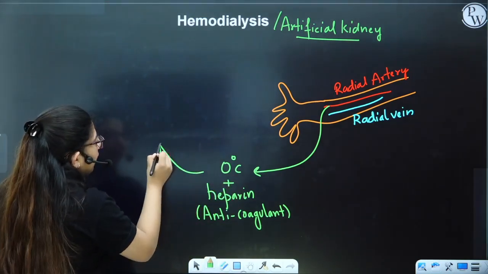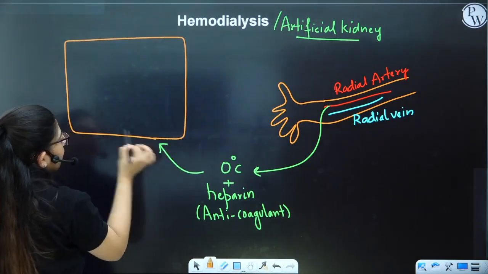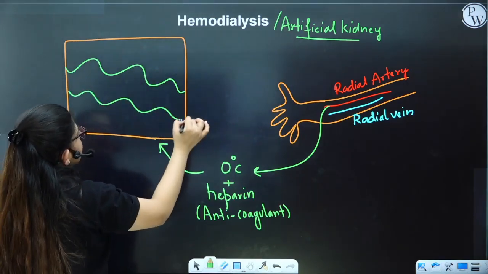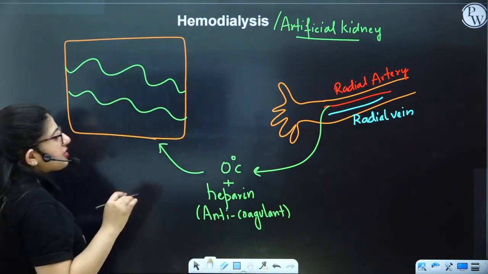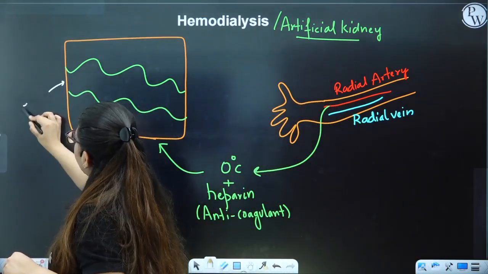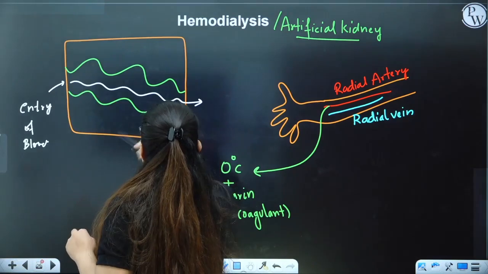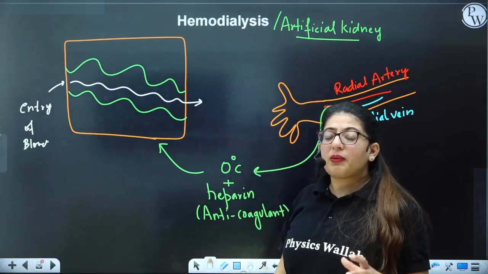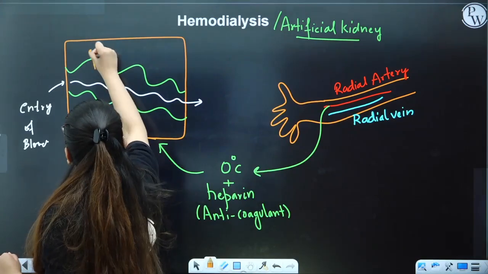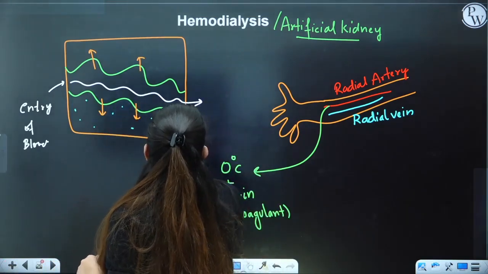So first of all, we are doing these things. Now we are passing blood to a machine known as artificial kidney. This artificial kidney have a membrane in it known as dialyzing membrane. This membrane is like a hollow tube. From here, blood is entering, this cool blood, and blood will flow from here and it will exit here. Now, when the blood is passing through this membrane, it is semi-permeable. The waste will move out here, it is going to move out in this fluid known as dialyzing fluid.